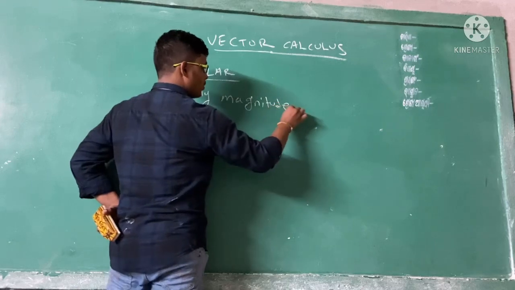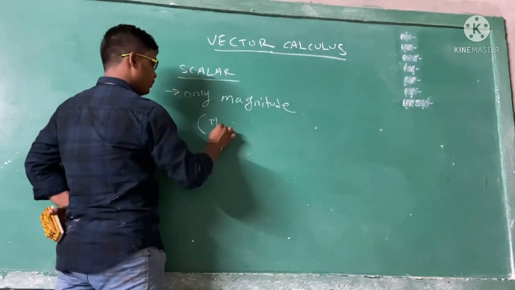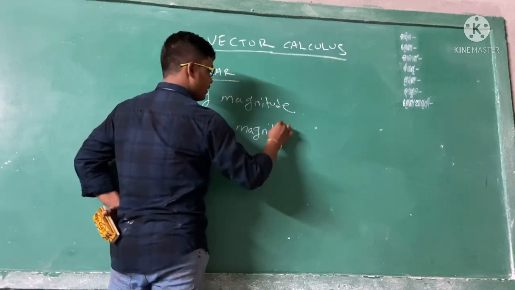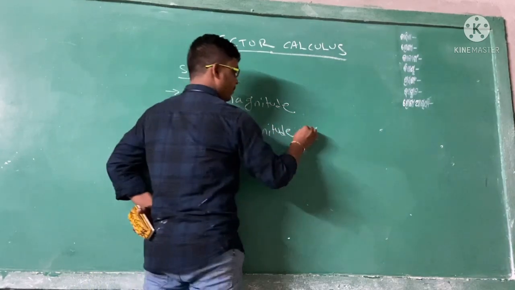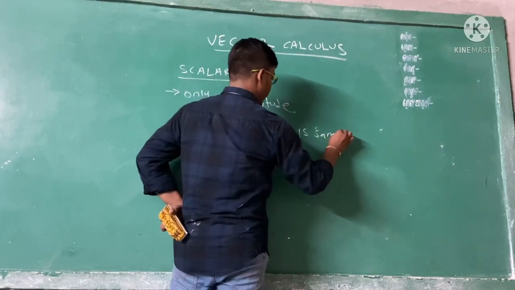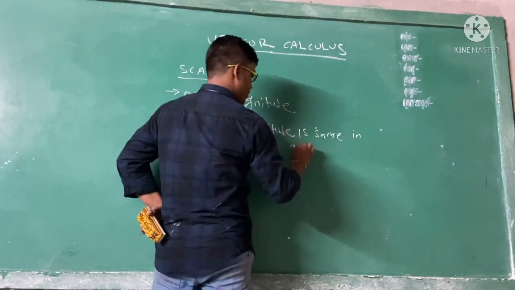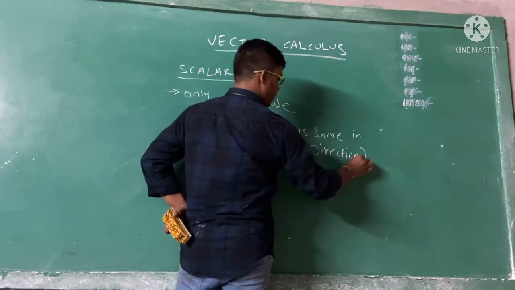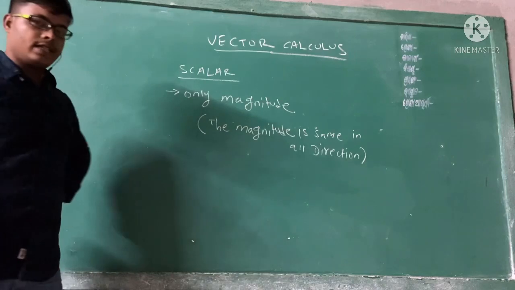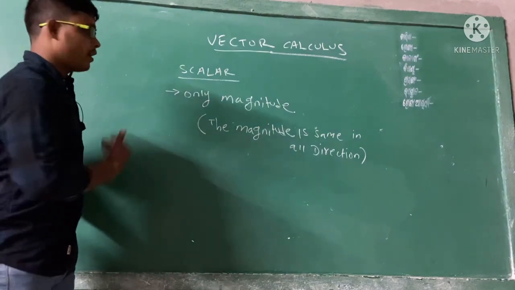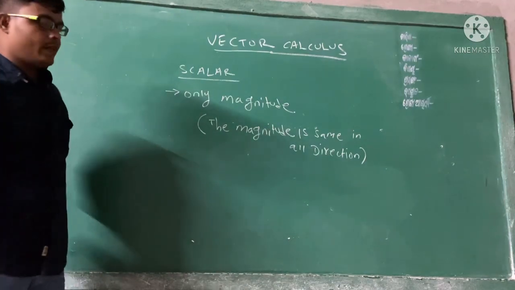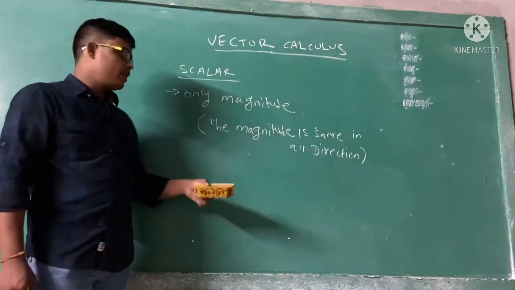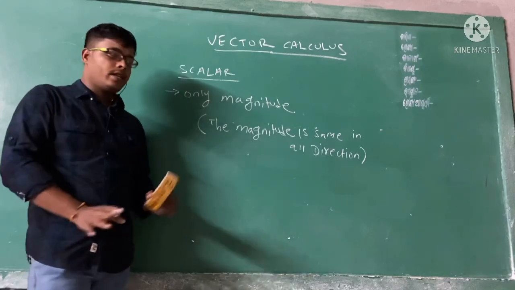So remember, this is very simple. You have to remember the two words: the scalar has only the magnitude. So that means you go in any direction, the magnitude will not change. But in the vector case, in different directions we have different magnitudes, and we have three major directions, that is our x-axis, y-axis, and z-axis. So that we'll discuss in the vector case. So let's discuss more about the scalar. So it has magnitude, so that means the magnitude is the same in all directions.